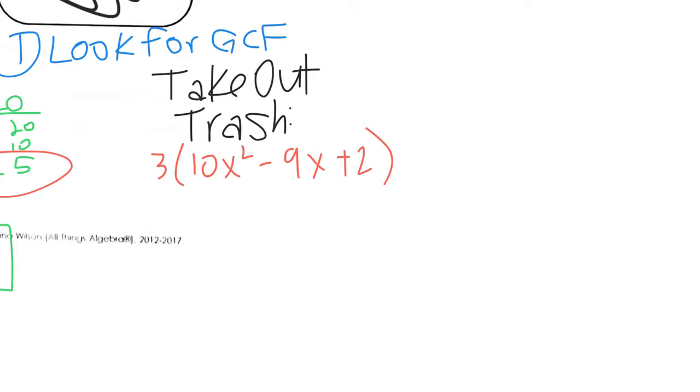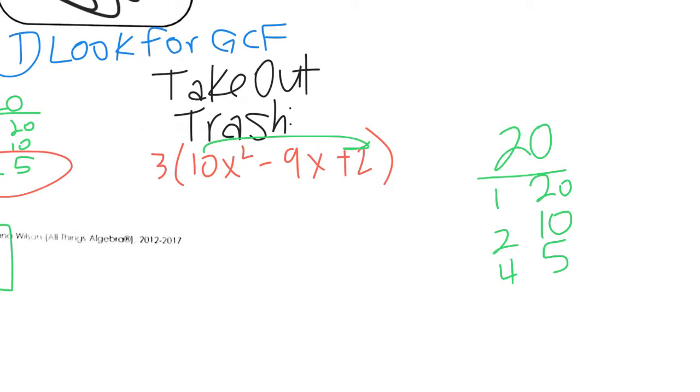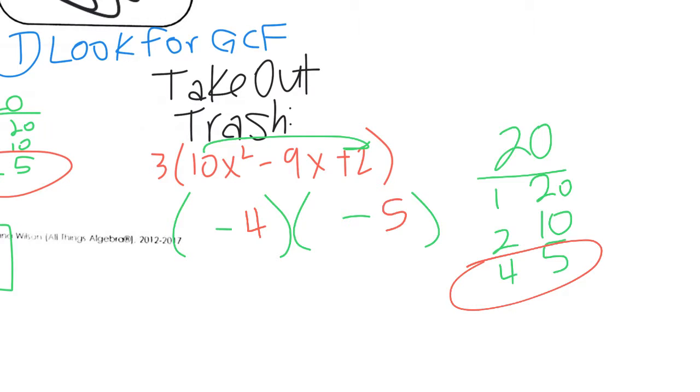If we did take out the trash, we're still starting with the same process where we're doing 10 times 2, which gives me 20. And I'm still going to need those factors of 1 and 20, 2 and 10, 4 and 5. I'm still going to have two binomials, and since C is positive and B is negative, I have two negatives. And then I still need to select the 4 and the 5 because 4 plus 5 will give me 9. But now, instead of putting just x and x in here, I take the first term, I ignore the squared and I put 10x in the first term of each binomial.